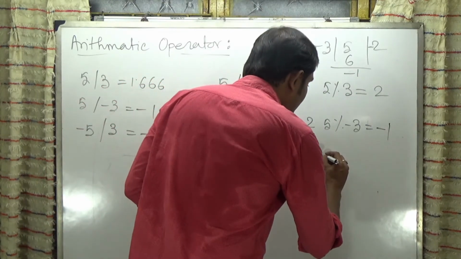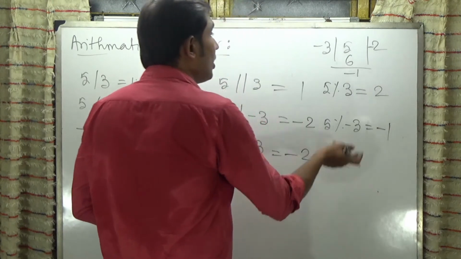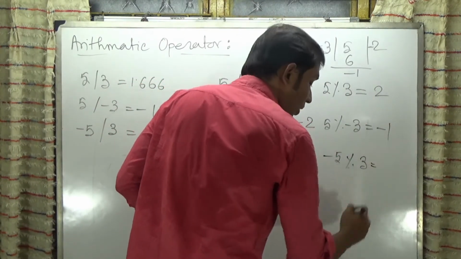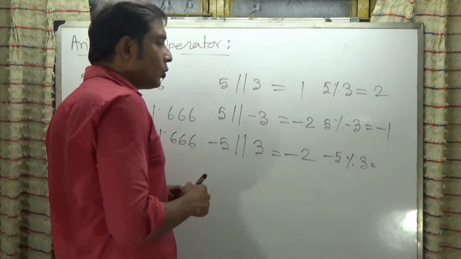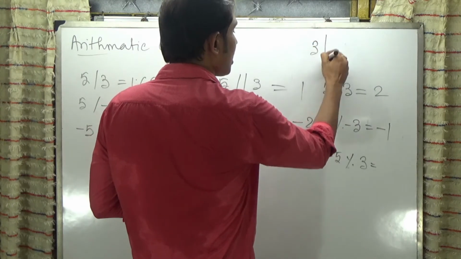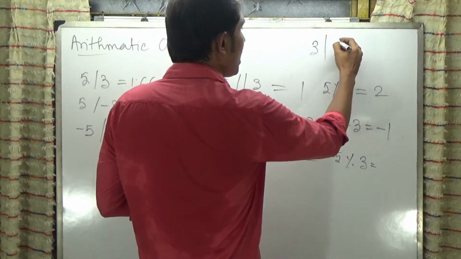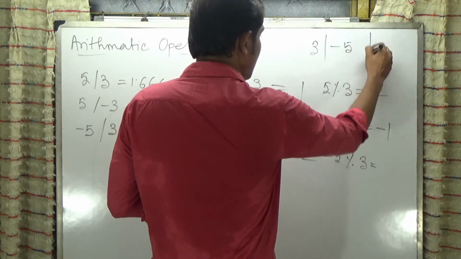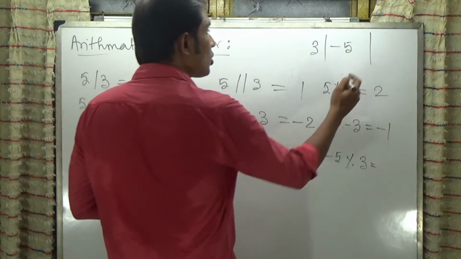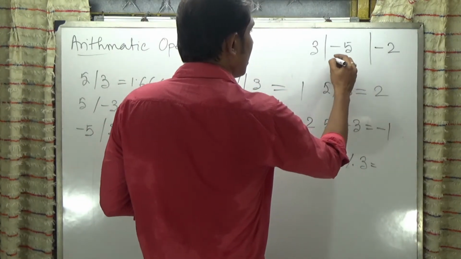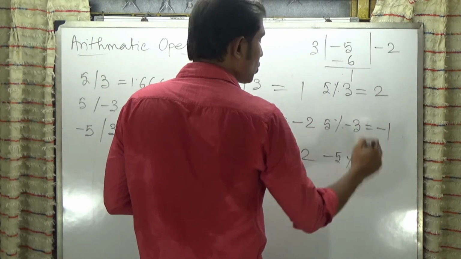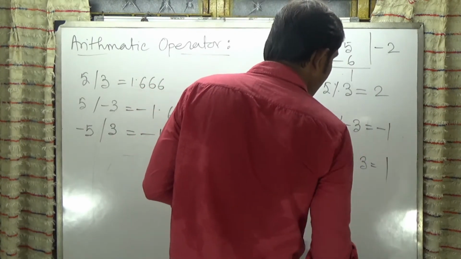Now if I put the minus sign on the dividend and the divider becomes positive, what will be the output? I am going to divide minus 5 by 3, so the divider is now positive, it is 3, and the dividend is minus 5. In the previous case the quotient is already minus 2, so I put minus 2 here, and it becomes minus 6. So the remainder becomes 1. In this case the remainder is 1.